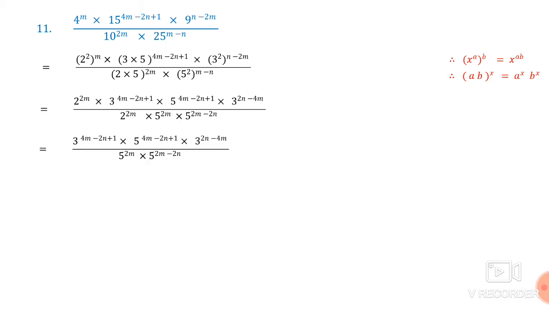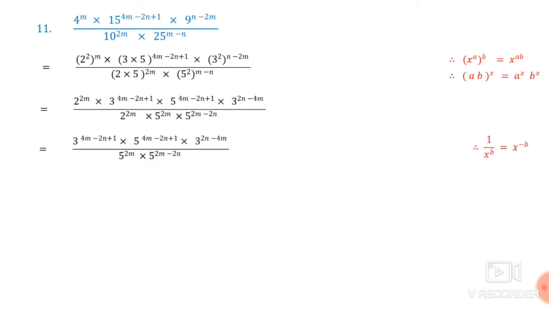Here we can see that this 2 exponent 2m and 2 exponent 2m can be cancelled out. They both are exactly same, with same base and same exponent. So 2 exponent 2m and 2 exponent 2m can be cancelled out from numerator and denominator. We are left with 3 exponent 4m minus 2n plus 1, this term 5 exponent 4m minus 2n plus 1, 3 exponent 2n minus 4m, 5 exponent 2m, 5 exponent 2m minus 2m.